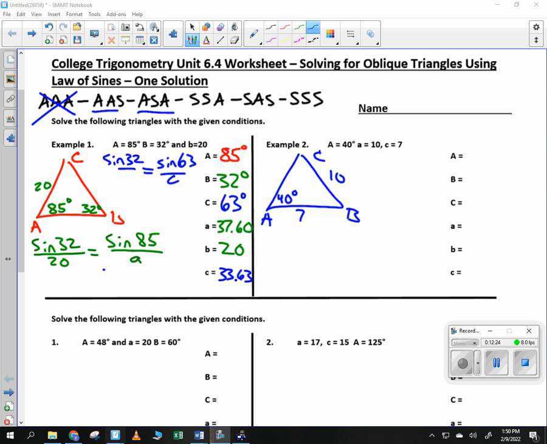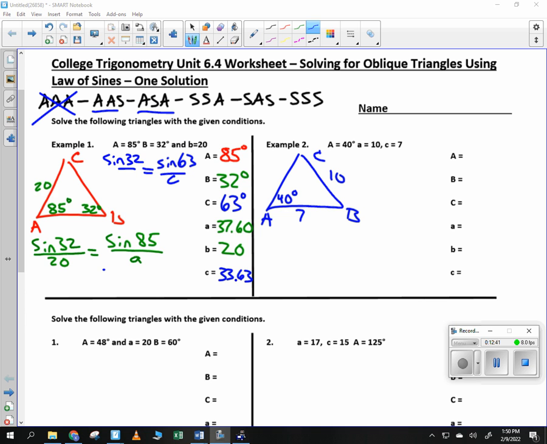Is there anybody out there that knows for sure? Angle side angle. Okay. Patrick, you said it's angle side angle. Why are you so confident?